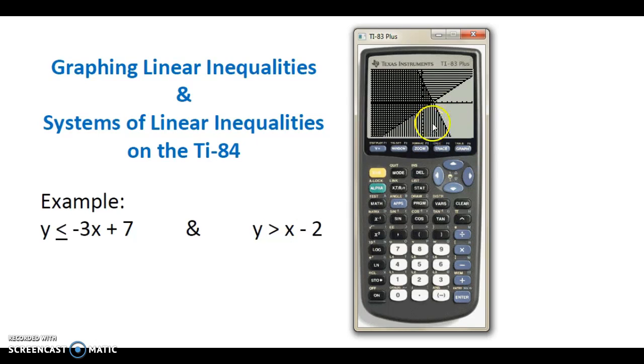This first area here, to the left of this line, is our first inequality, y less than or equal to negative 3x plus 7. And then here's y is greater than x minus 2. So this double shaded area in here, just like we did on the graph in the notes, any set of ordered pairs in this double shaded area will be a solution to y is less than or equal to negative 3x plus 7, and a solution to y is greater than x minus 2.